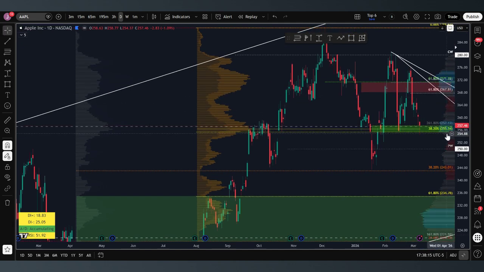Any failure below the area of support opens into put wall at 250, and then previous support at 243.